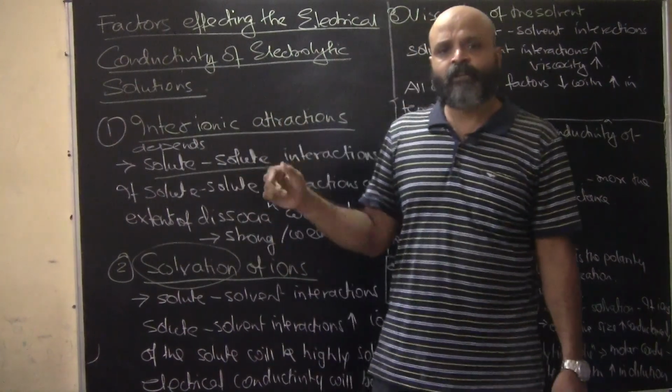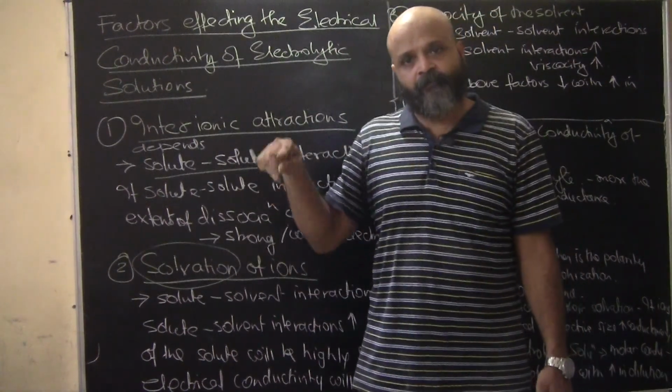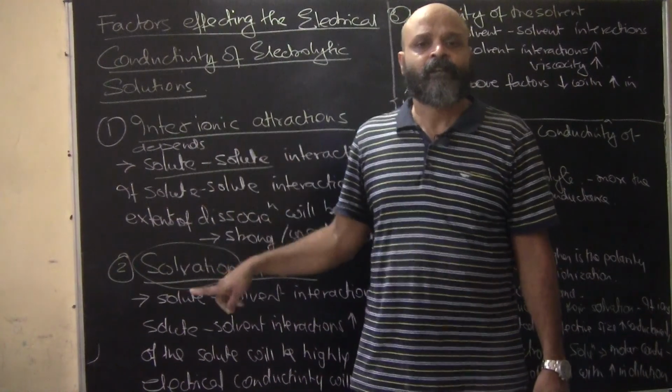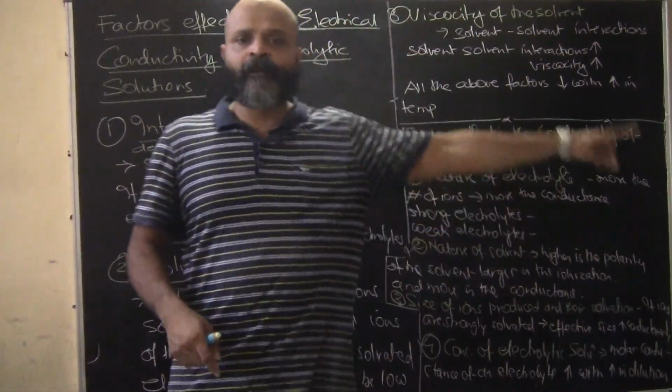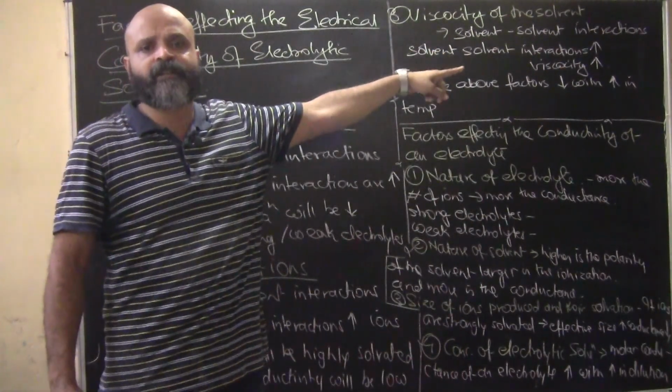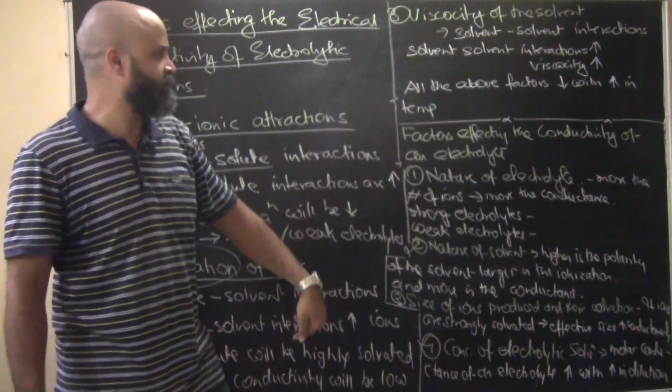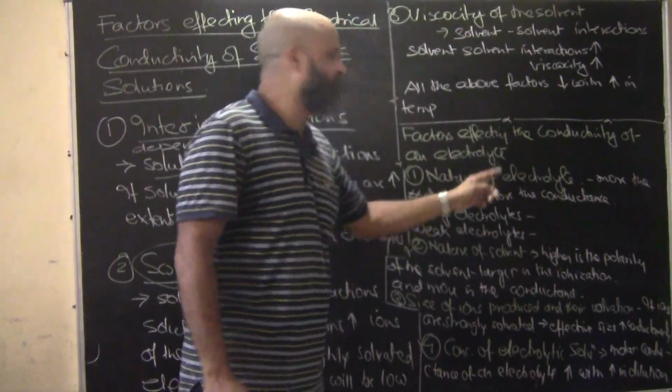Okay, solute-solute interactions: if temperature increases, it decreases. Solute-solvent interaction: if temperature increases, it decreases. Solvent-solvent interactions, which result in viscosity: if the temperature increases, then it decreases. Okay. So, factors affecting the conductivity of an electrolyte.